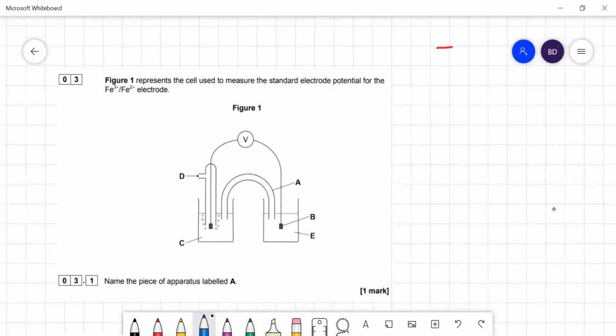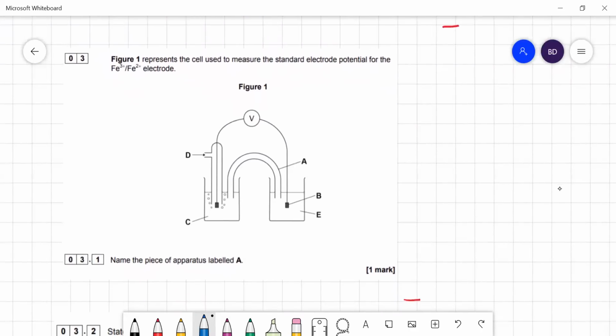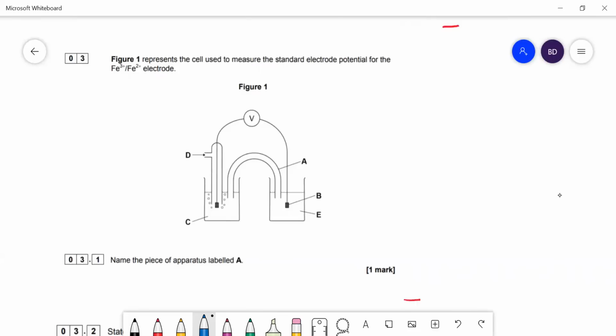Right, now we're on to electropotentials. Okay. So figure 1 is the cell used to measure the standard electropotential for the Fe3 plus, Fe2 plus. So obviously to measure the standard electropotential, you need the standard hydrogen electrode, and that's what we've got on the left here, the standard hydrogen electrode. Okay, what do we have? So before we answer these questions, what is A? Well, they ask us that.